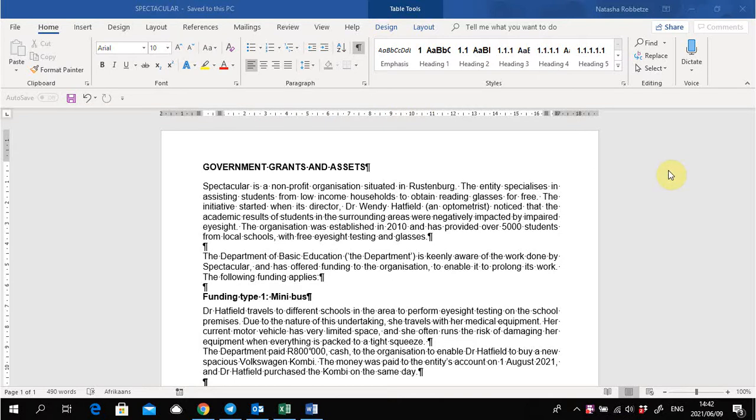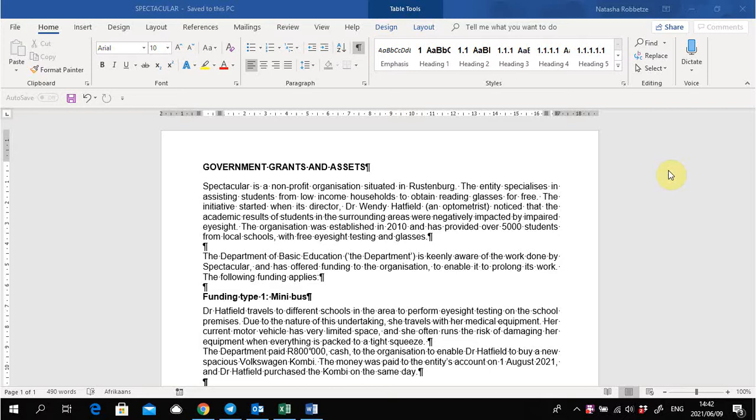So this question focuses mainly on asset-based grants, but it also contains a bit where they want you to do calculations for subsidies. So the question says Spectacular is a non-profit organization situated in Rustenburg. The entity specializes in assisting students from low-income households to obtain reading glasses for free.